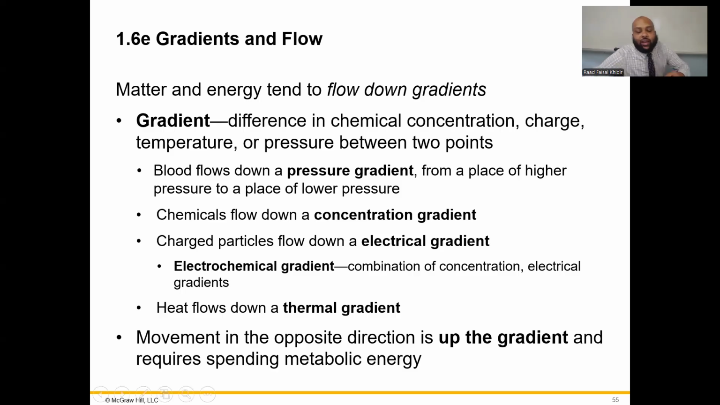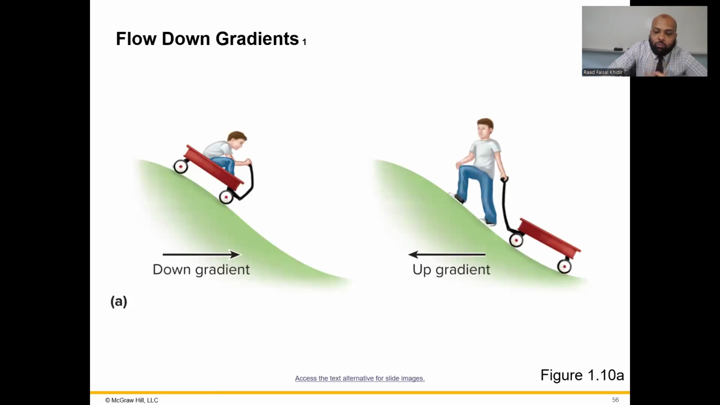Chemicals flow down a concentration gradient. Charged particles flow down an electrical gradient. An electrochemical gradient is a combination of concentration and electrical gradients. Heat flows down a thermal gradient. The movement in the opposite direction is up the gradient and requires spending metabolic energy. Moving down gradient shows going from 500 to 100.